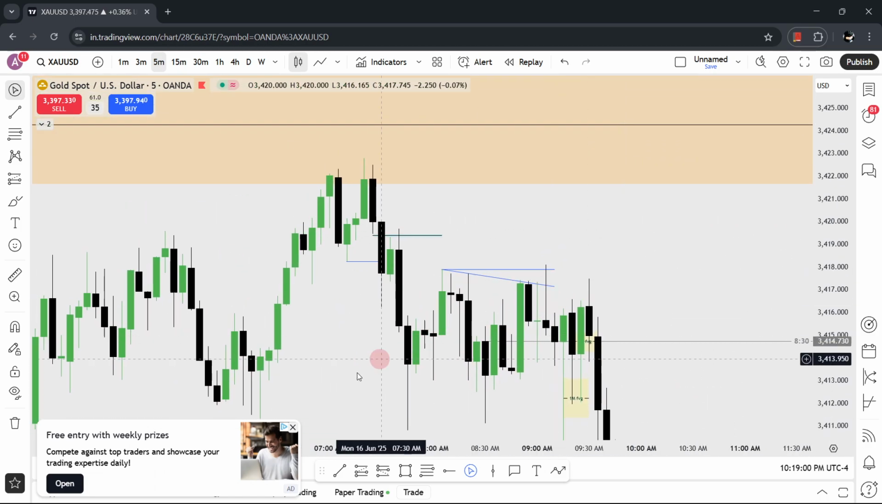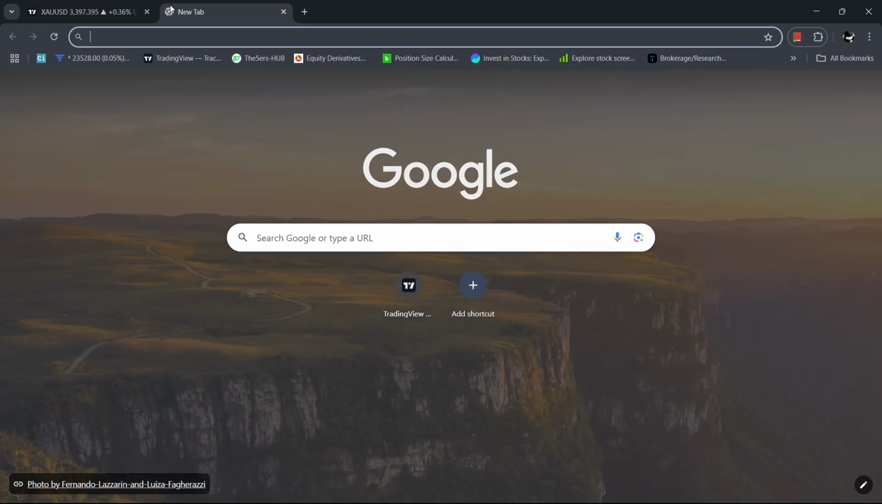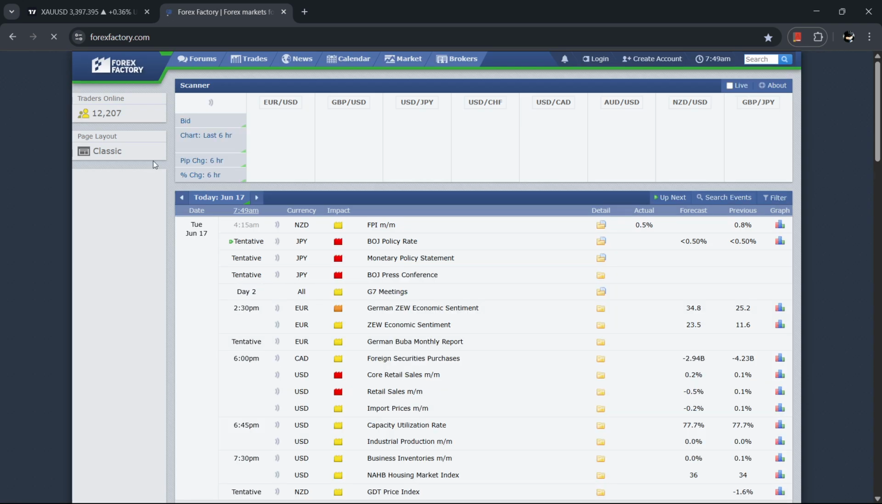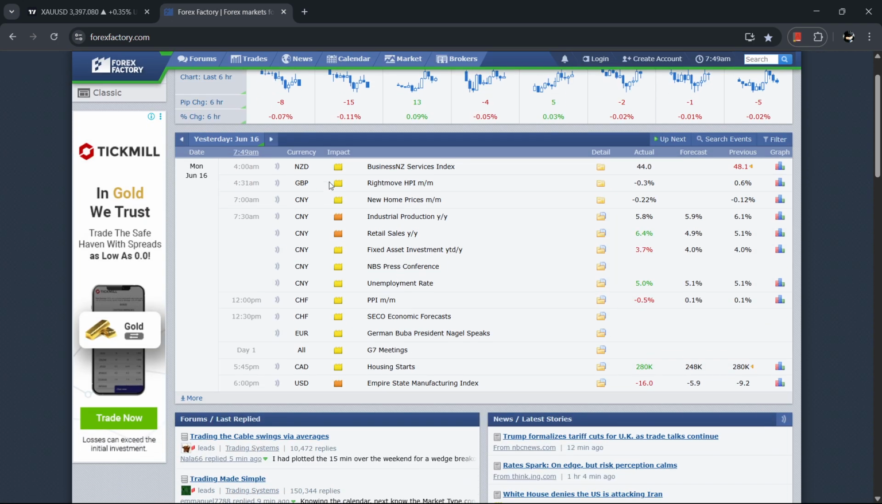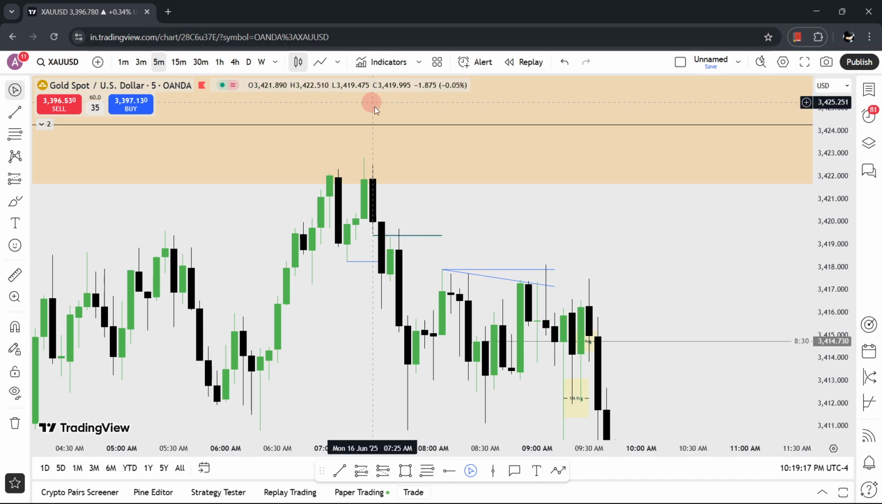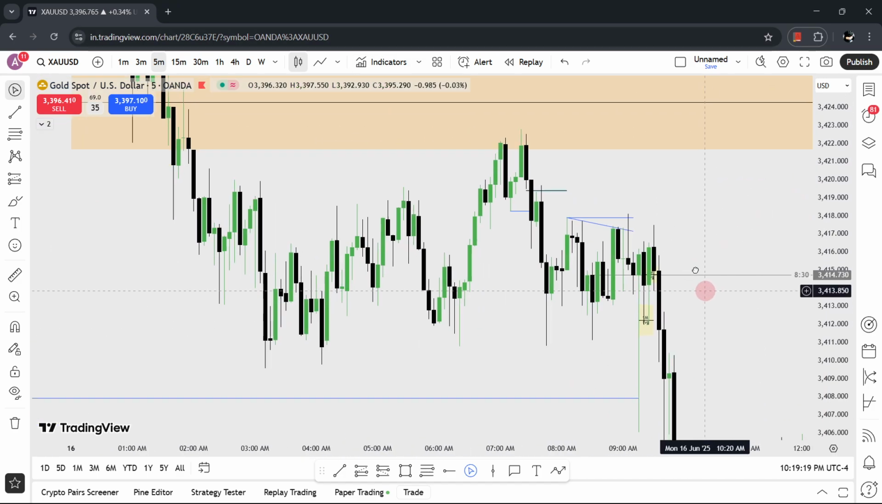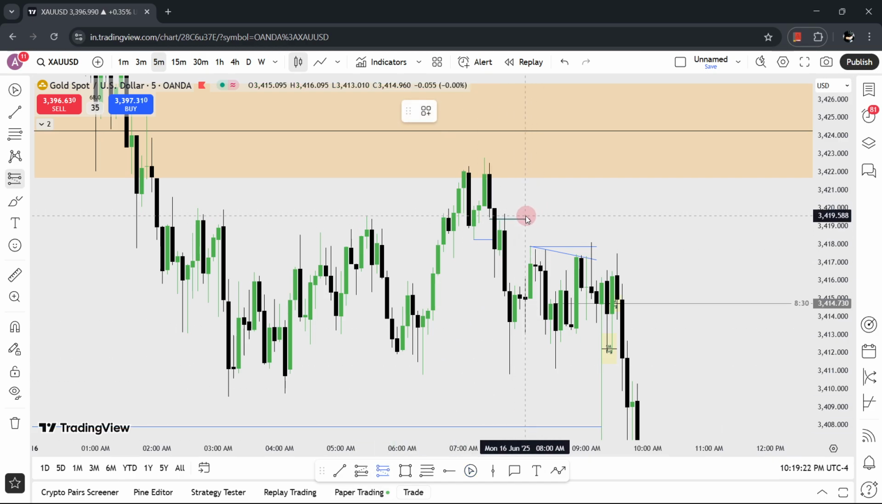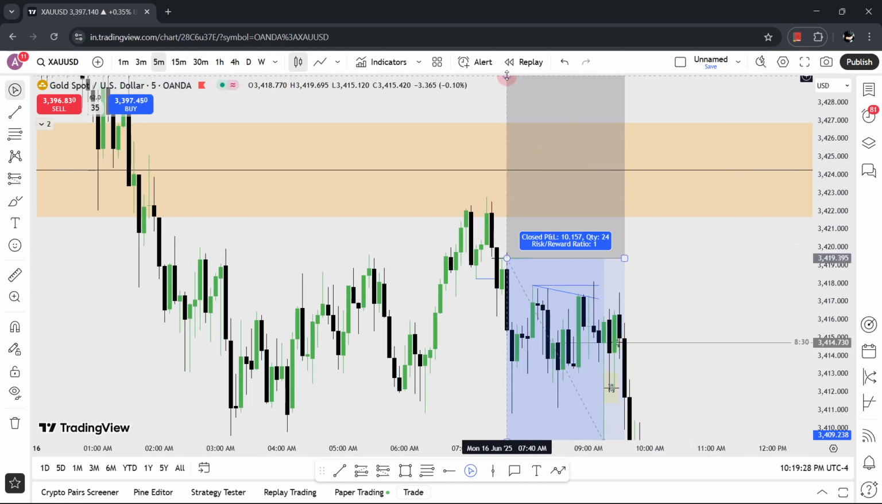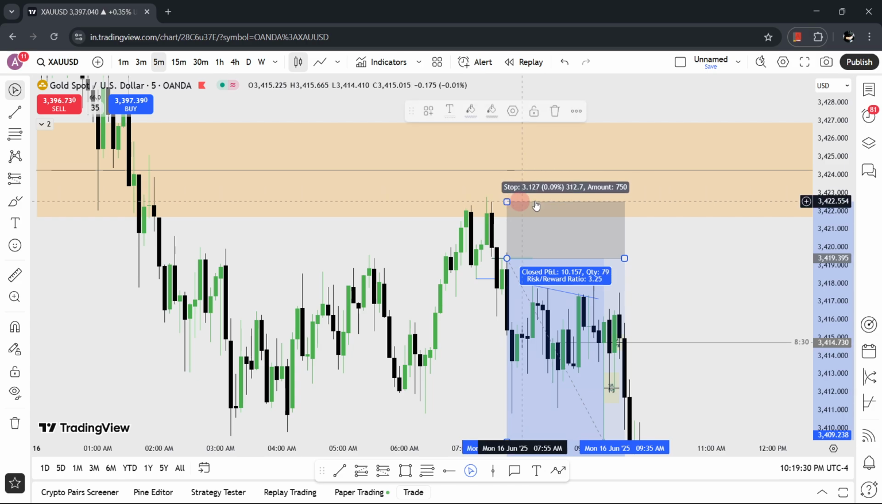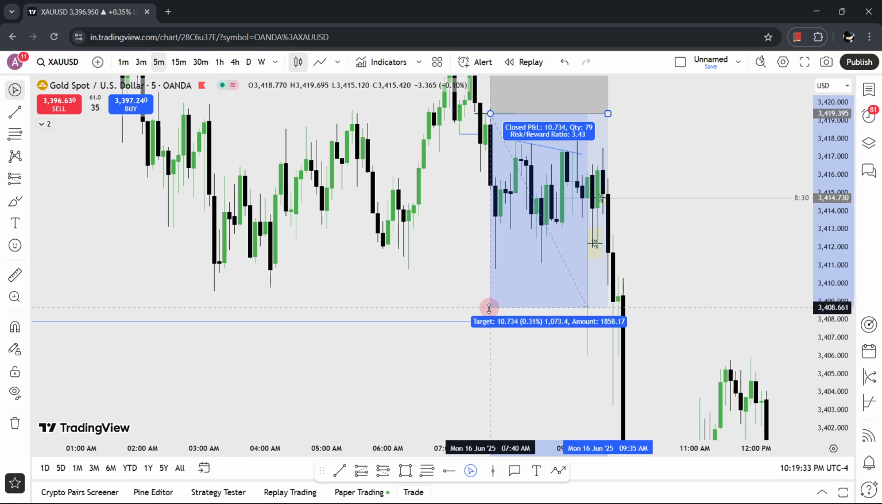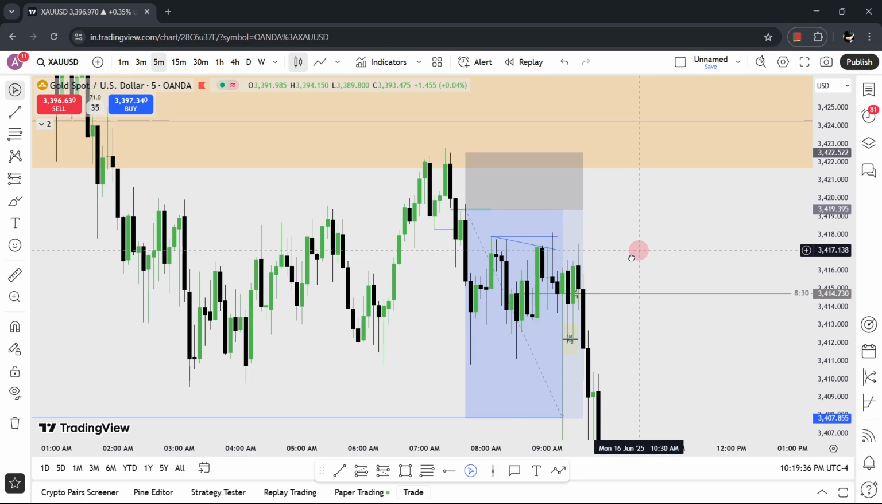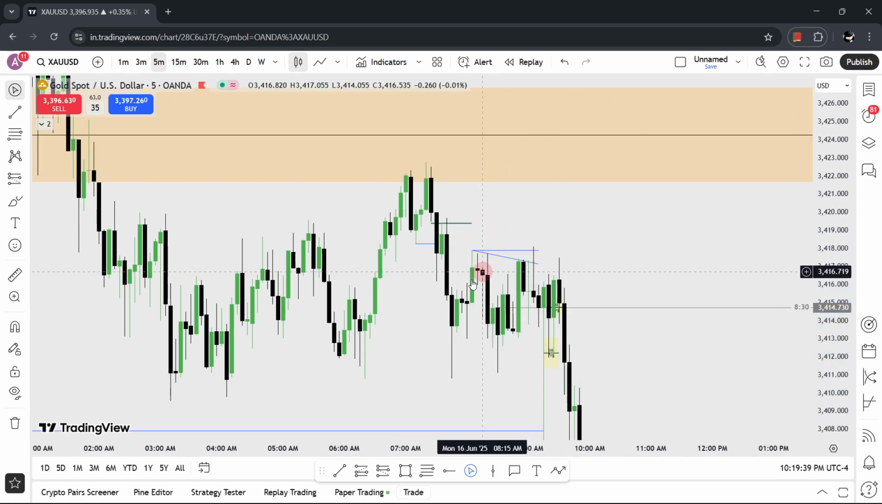And since yesterday, I will show you. Yesterday, there was no major red folder news on EUR and USD. So your first entry is going to be from here. That's going to be your entry. That's going to be your stop loss. That's going to be your target. I think this was clear.